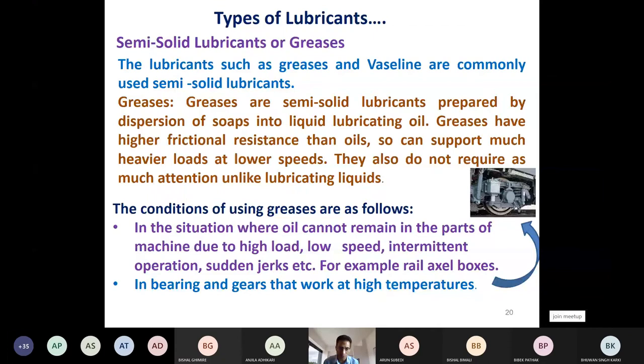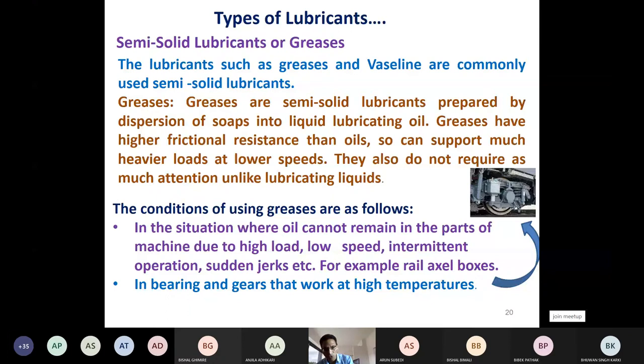Greases have higher frictional resistance than oil, so they can support much heavier loads at low speed. They also don't require as much attention as liquid lubricants. They can be used and will not drip or splash. At what condition can we use grease? In situations where oil cannot remain in parts of the machine due to high load, low speed, intermittent operation, or jerky motion, we can use grease.